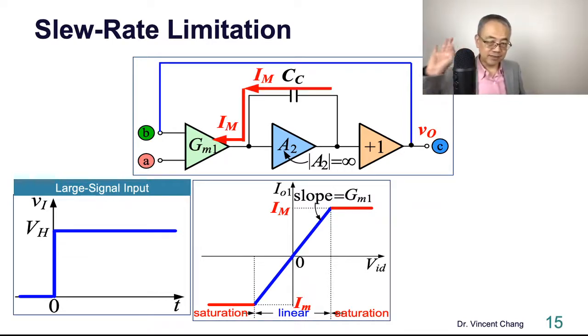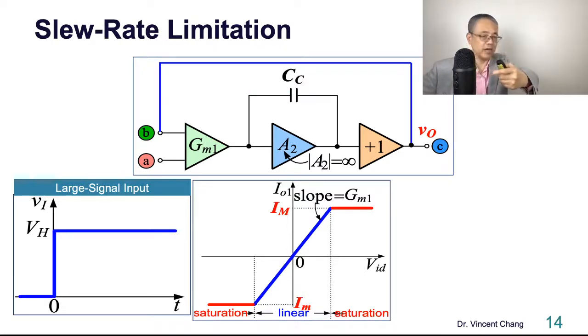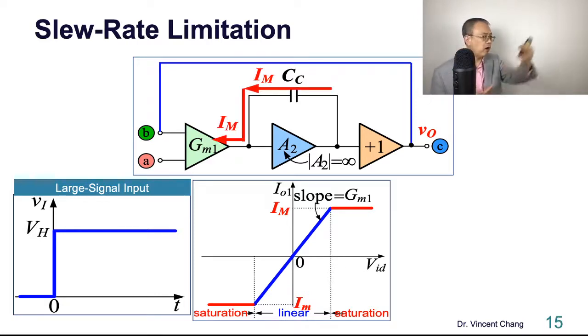So when the amplifier saturates, what amplifier? The input differential amplifier saturates. Then what current can it provide? What current can the differential amplifier provide? That's all I have, right? I give you all I have. The maximum current is all I have. You got it?